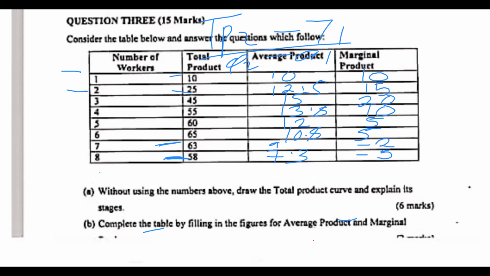So what will happen is that from 15, the average product starts decreasing: 13.8, 12, 10.8, 9, and 7.3. But it is still positive. Now look at how fast the marginal product decreases. It moves at a very fast rate, to a degree where it even goes to the negative when the average product is still positive. Any question?